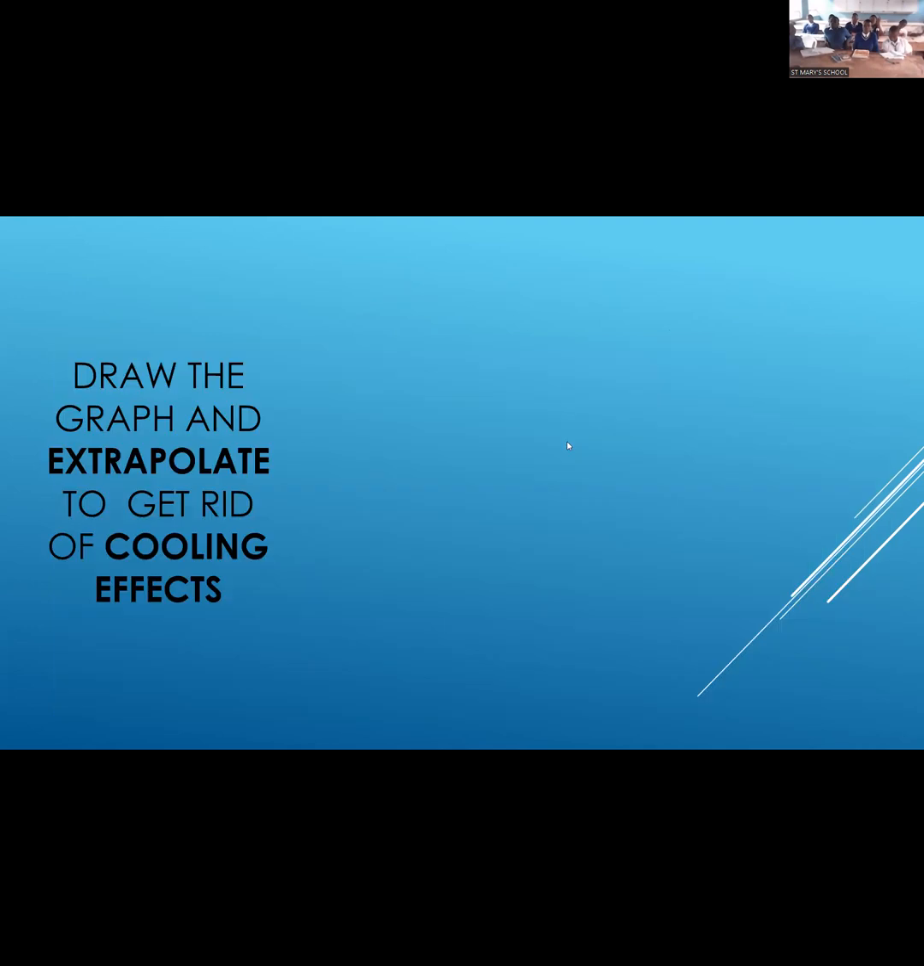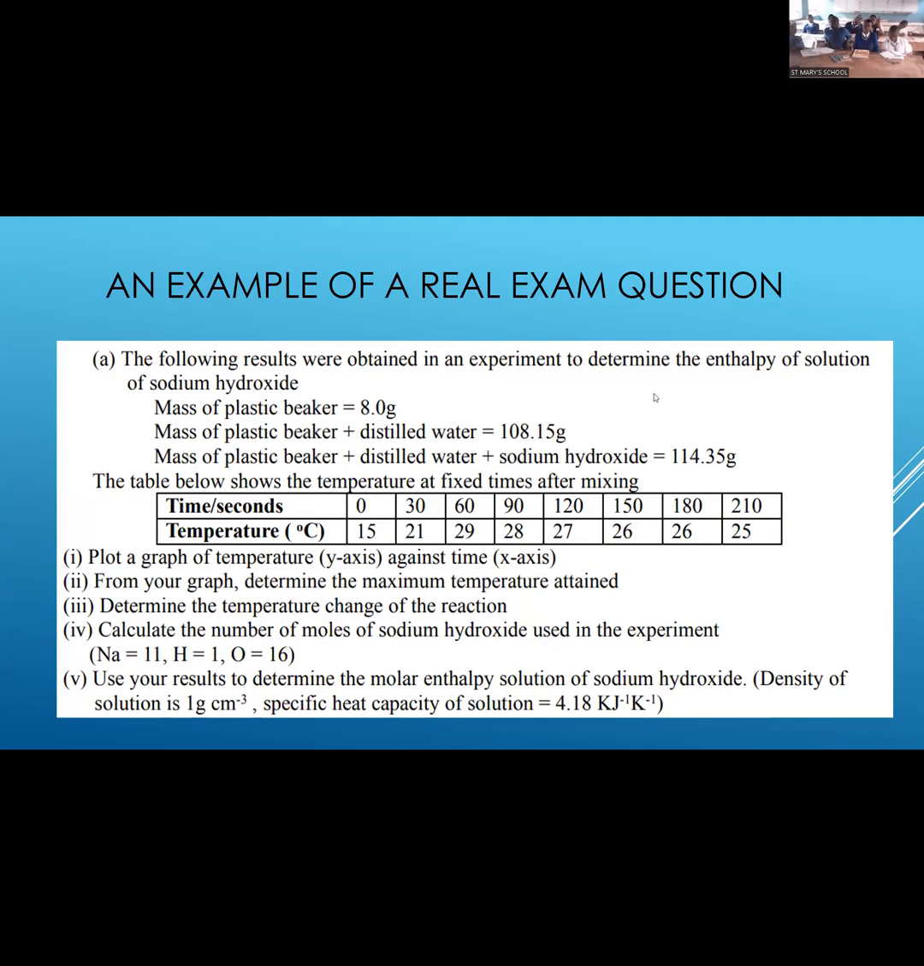Now this one that we've just done, here's the question. It looks more difficult, but it's not. You just have to read it carefully. So you've got a plastic beaker. They pour some water into the plastic beaker. So the amount of water will be 108.15 minus 8. So it's just going to be 100.15 grams of water. So my Q will be 100.15 times my temperature rise times what they say down the bottom, which is 4.18. My moles will be my mass of sodium hydroxide.